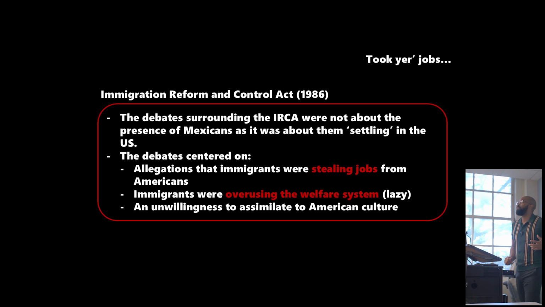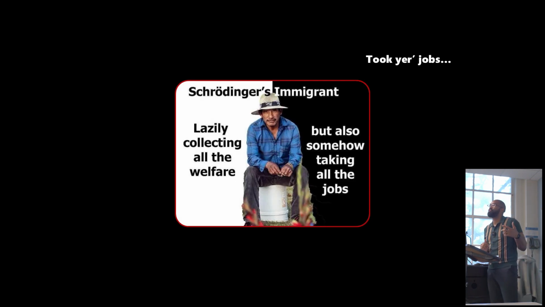It's kind of symbolized by Schrodinger's immigrant. Has anyone heard of Schrodinger's cat? You know this thought experiment, right? A few of you, right? With Schrodinger's cat, it's a 50-50 chance: you put this cat in a box and close it, you can't see what's going on inside, and there's poison in there, you don't know. There's a quantum reality in which that cat can be both dead and alive.